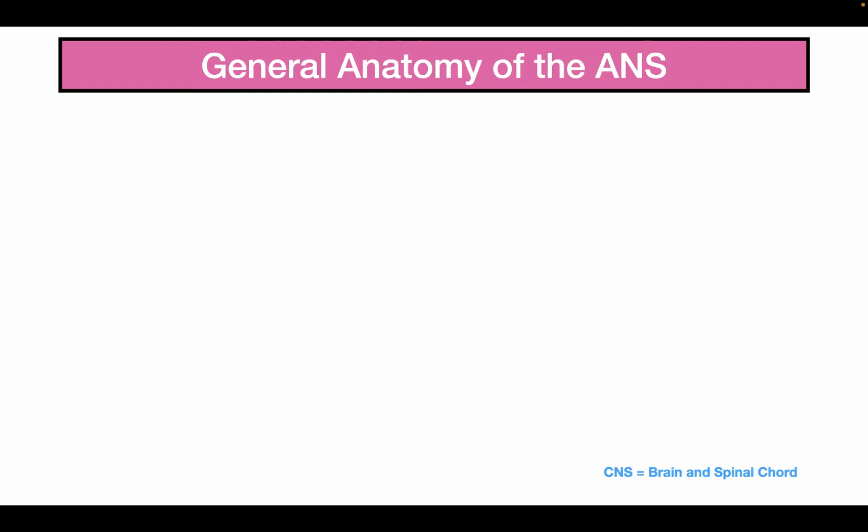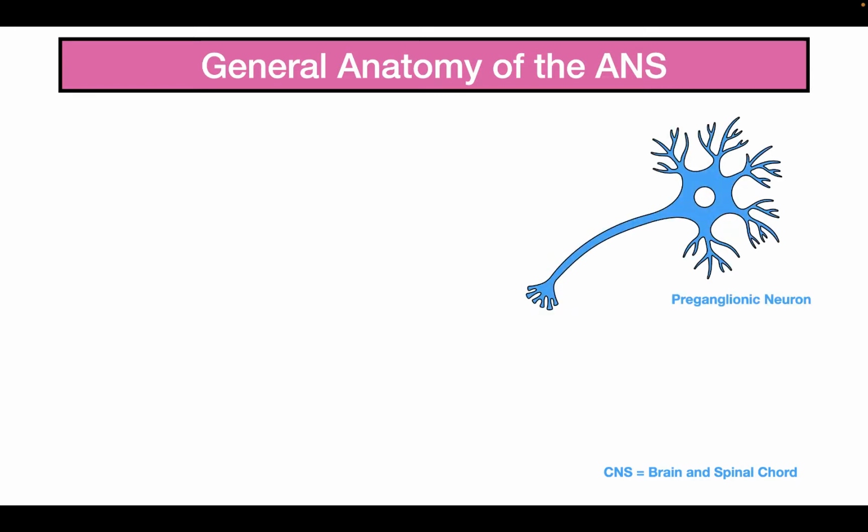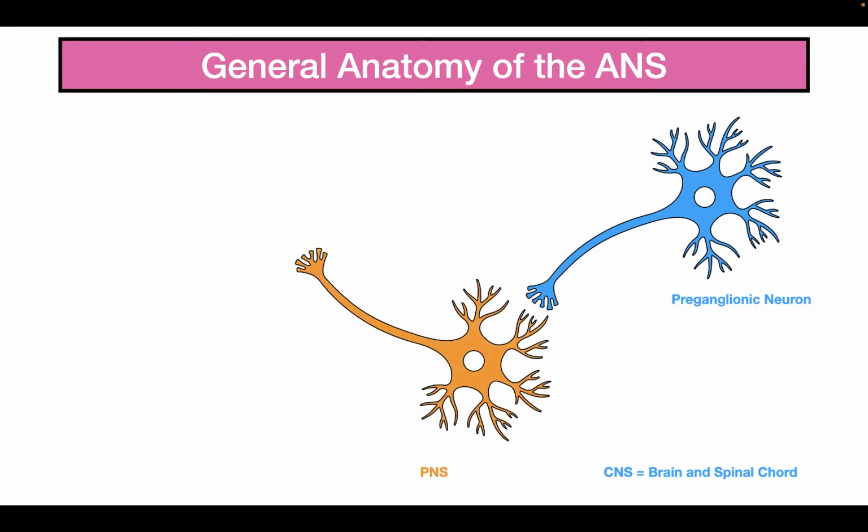In the autonomic nervous system, we have neurons in the central nervous system. The central nervous system consists of the brain and spinal cord. These neurons are the preganglionic neurons. The preganglionic neurons are in the central nervous system, and they project into the peripheral nervous system, and they will synapse with postganglionic neurons.